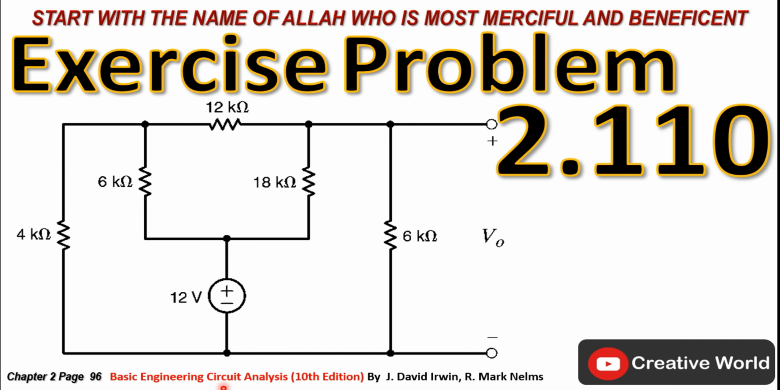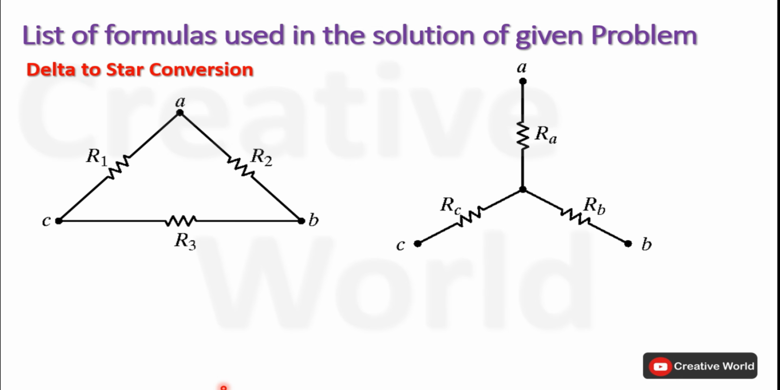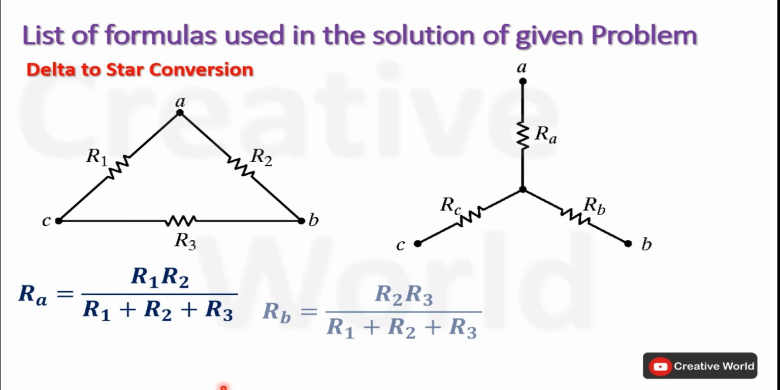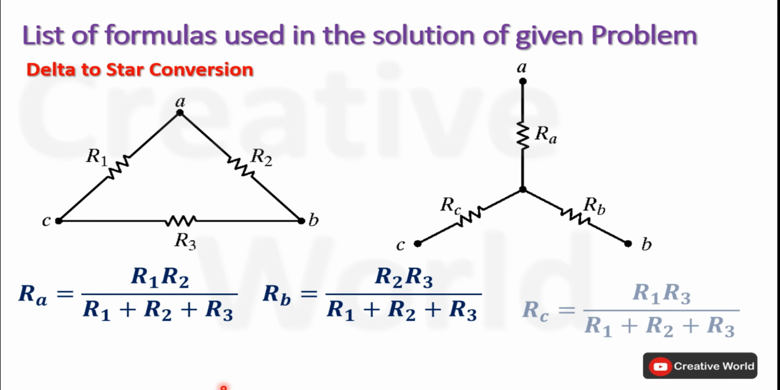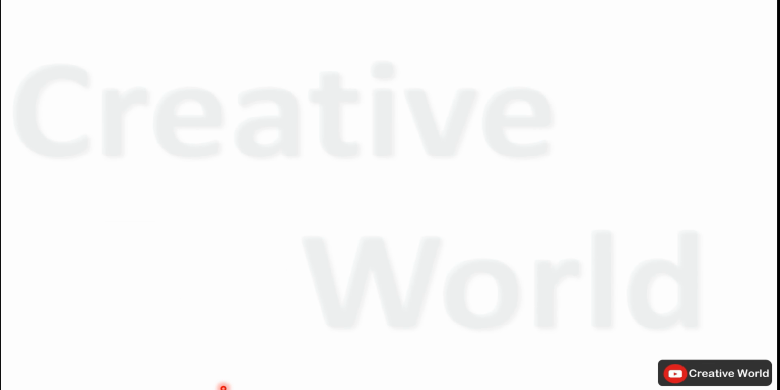Welcome to Creative World. In this video, we will solve Chapter 2 exercise problem number 2.110. While solving this problem, we will be using delta connection to star connection conversion. Here is the list of formulas which is used to convert a delta connection into an equivalent star connection. Now move towards the problem.